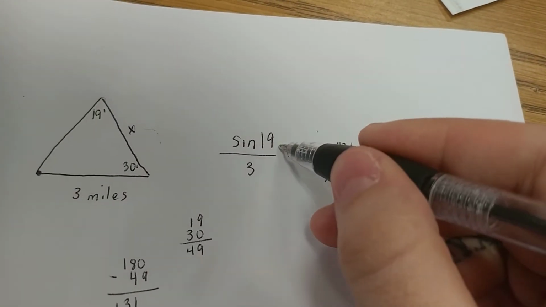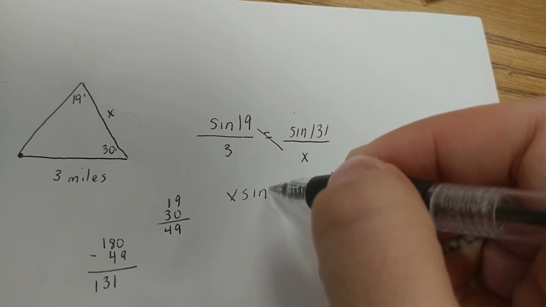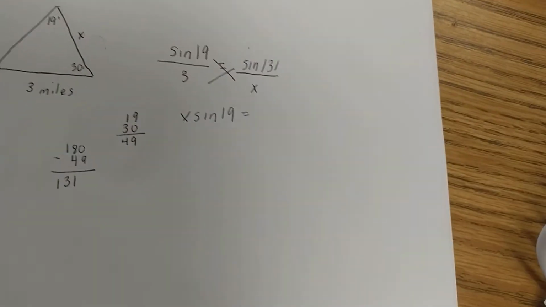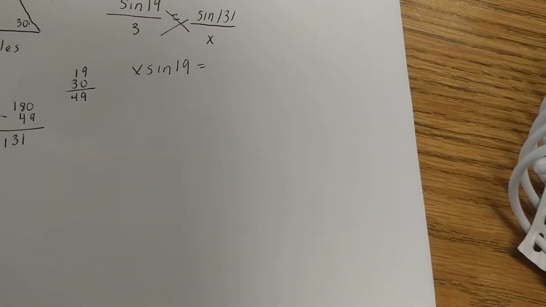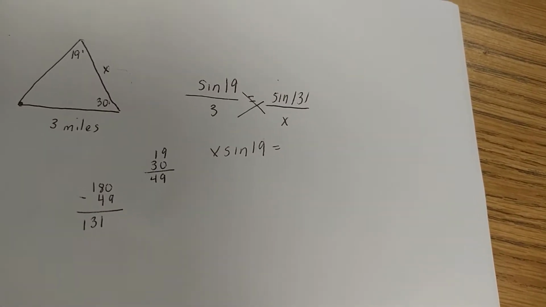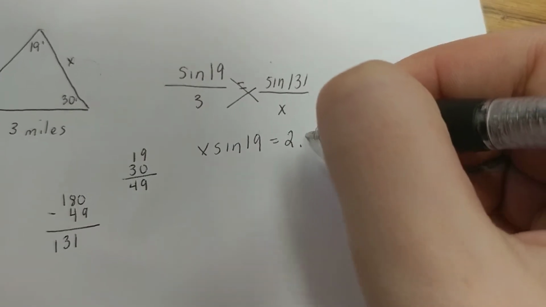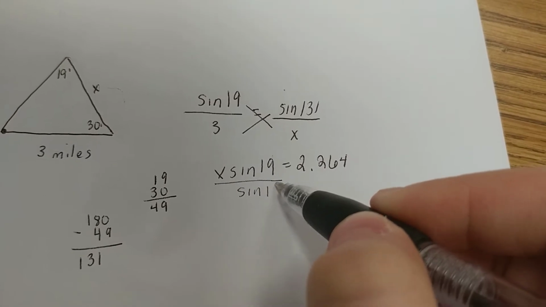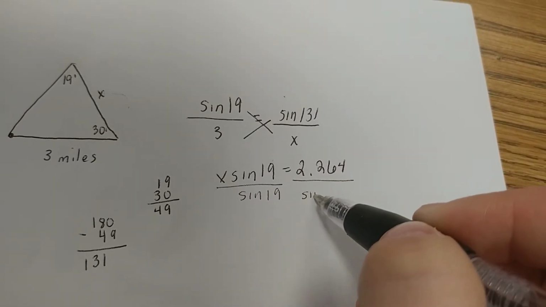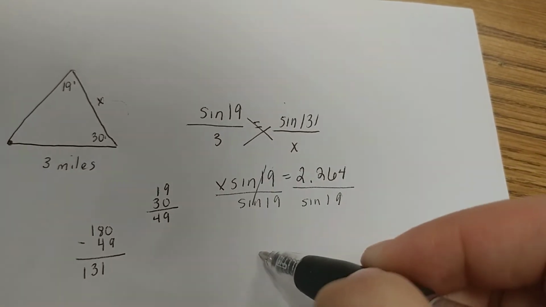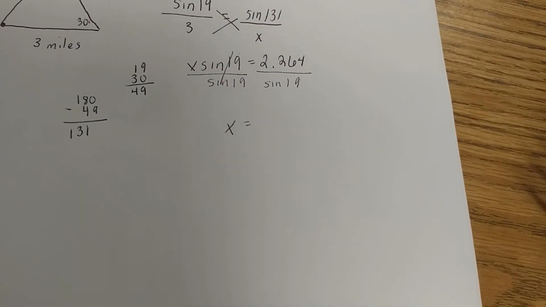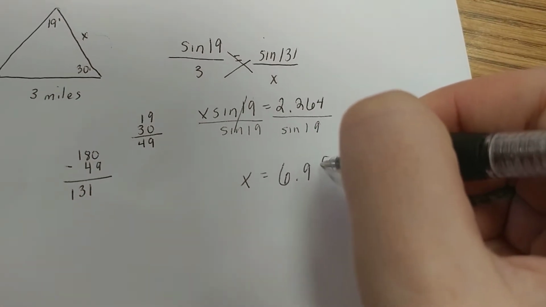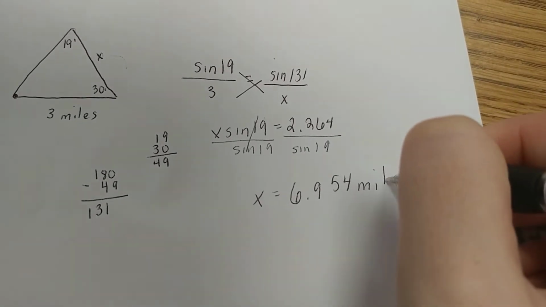You're going to do cross product, meaning you're going to multiply X times sine 19. Over here, 3 times sine 31. Now 3 times sine 31, if you are not in degree mode, will not work. Please make sure you put it in degree mode. So we have 2.264. We need X by itself, meaning we're going to divide by sine of 19, not just 19, sine of 19. And we get that the distance that he walked was 6.954 miles.